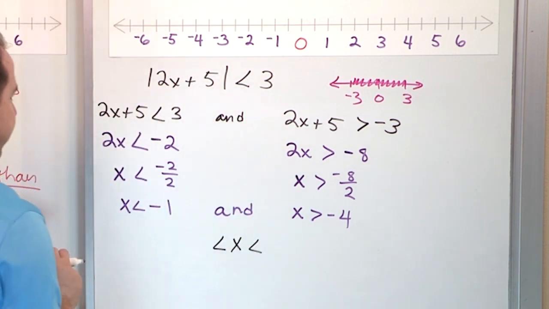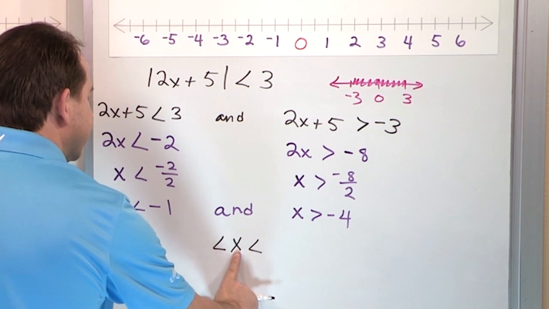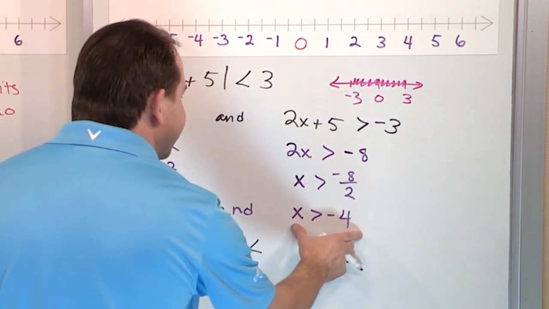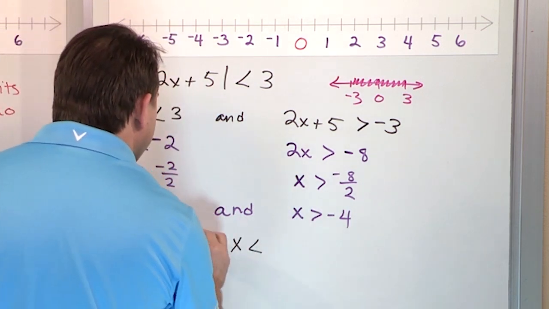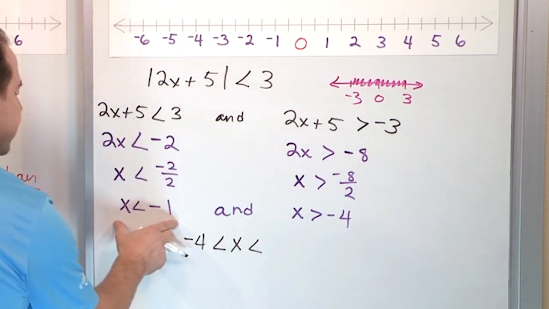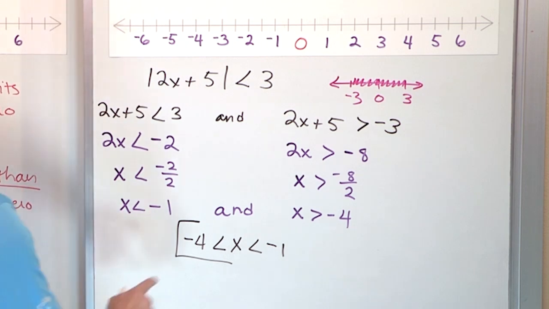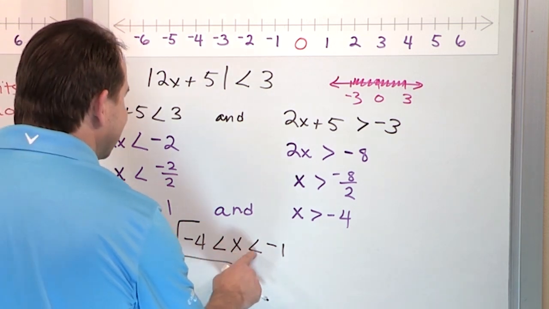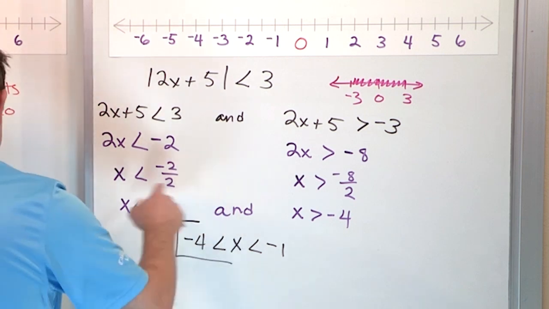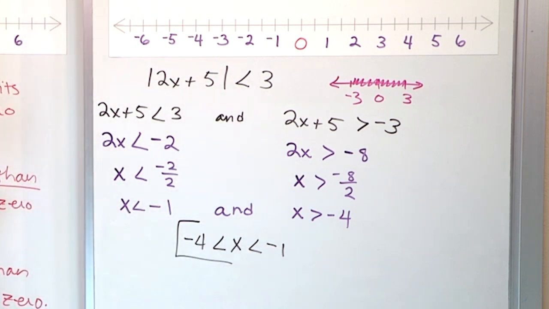Put our less than symbols, and we read it from the inside out. X is greater than negative 4. X is less than negative 1. So this is the way you would typically write it. There, x is greater than negative 4, also x is less than negative 1, and because we write it like that, we've implied that it's an and.